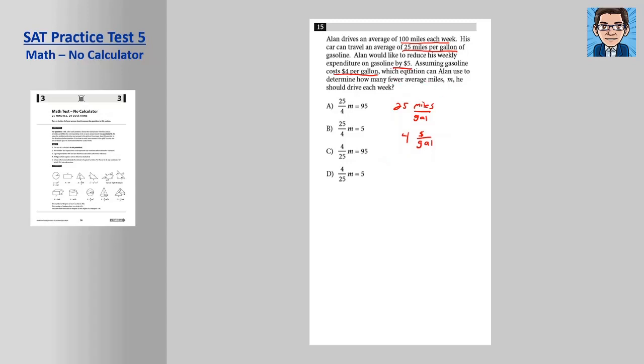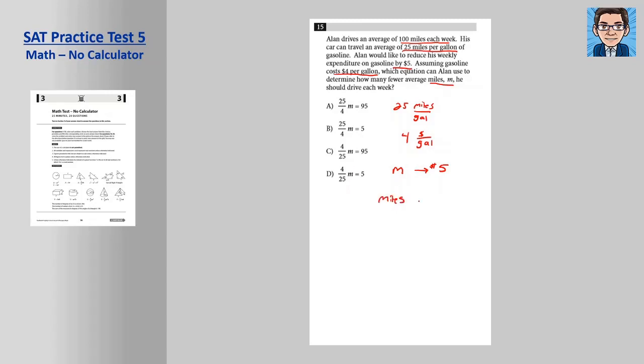And what are we trying to find? So we're trying to determine how many fewer miles he needs to travel to save that $5. So we're trying to go from m number of miles, and we're trying to figure out how we're going to get $5. So we can take a look at what we need to multiply by.